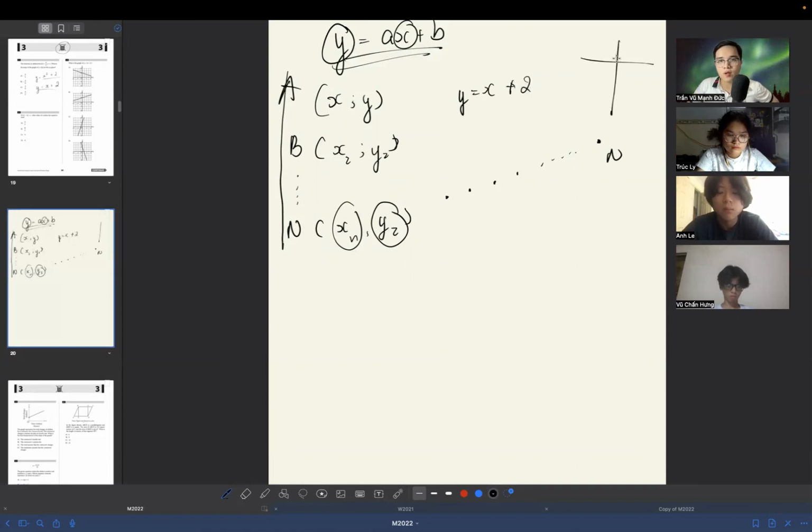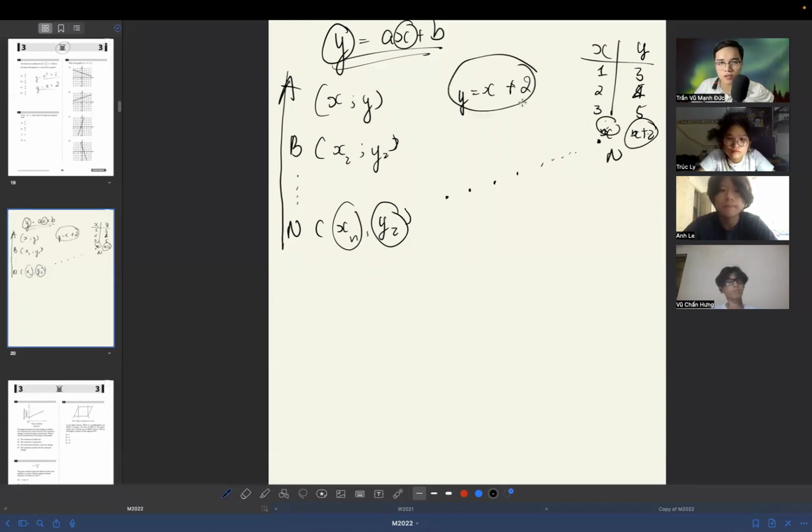Firstly, I have the numbers. If x is 1, I will get y is 3. For 2, just plus 2, it's 4. 3 is 5, and so on and so forth. N is n plus 2. And they summarize it as y is x plus 2. This is the relationship between x and y, and basically this is the linear equation. And you have n dots, right?